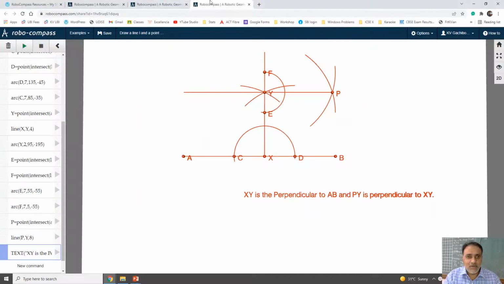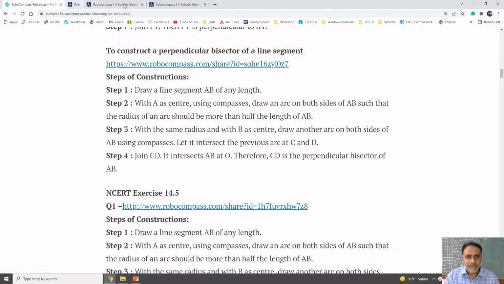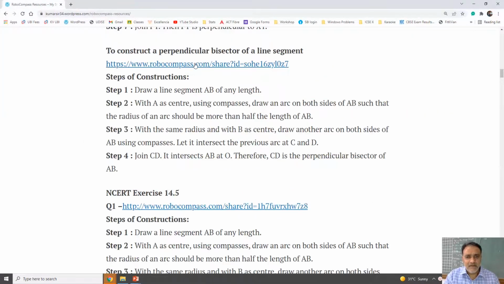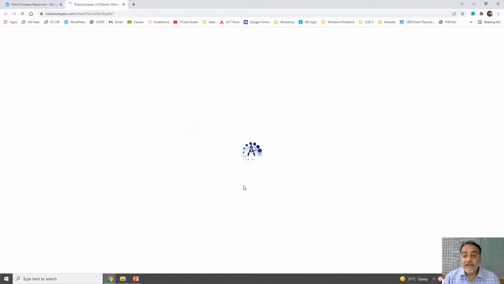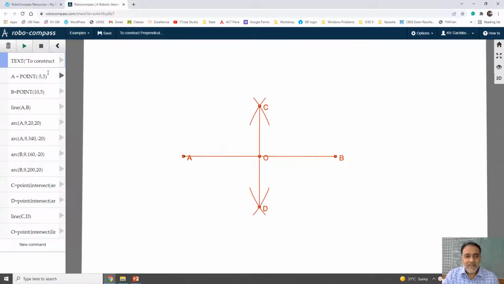इसको हम लोग रोबो कंपास में देख लेते हैं. Right. So first one, to construct perpendicular bisector of a line segment. Right. So यहाँ पे line segment AB दिया हुआ है. AB का हम लोग को perpendicular bisector draw करना है.